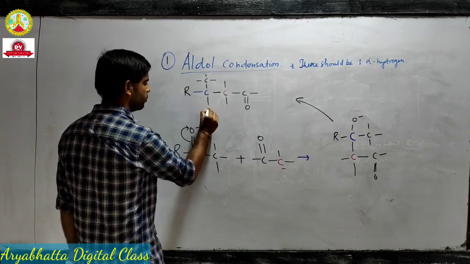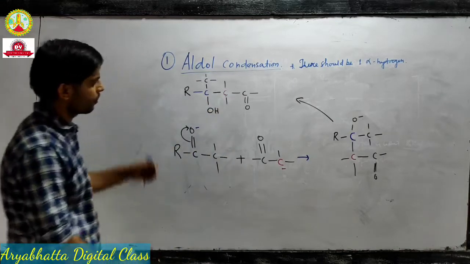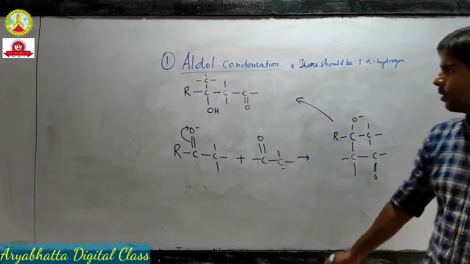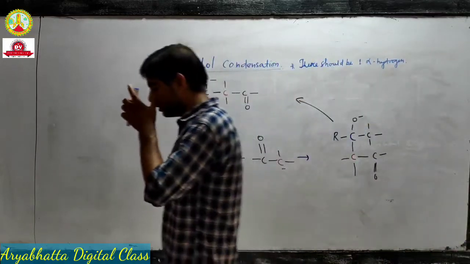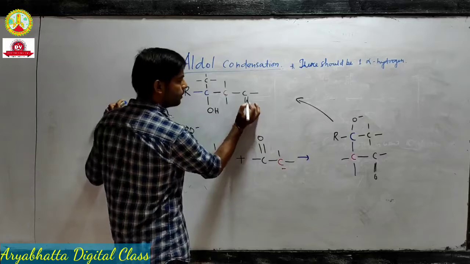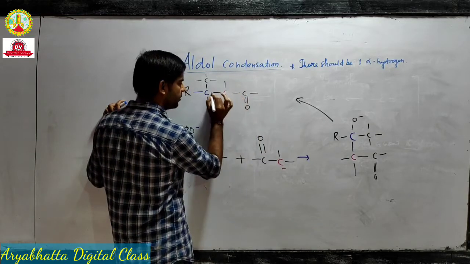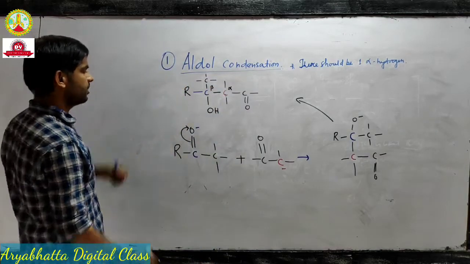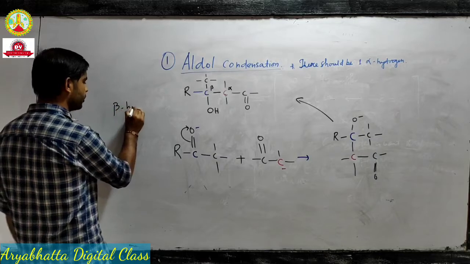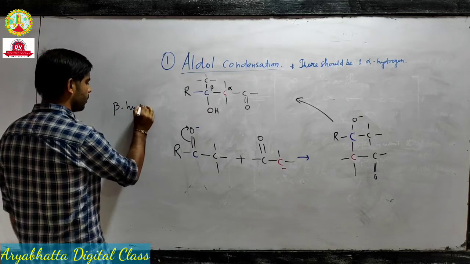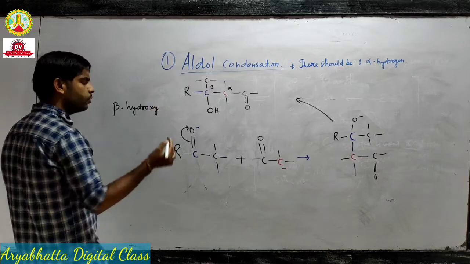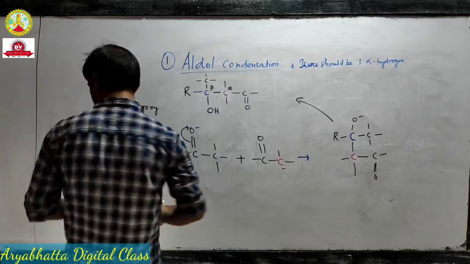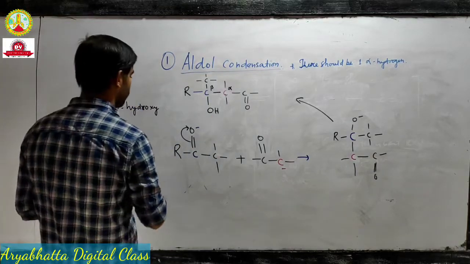Since the proton has been transferred, we get OH here. So see, if this is the double bonded oxygen, then this is alpha carbon and this is beta carbon. So you may say that this is beta hydroxy aldehyde or ketone, because on the beta position we have OH. So this is beta hydroxy aldehyde or ketone.